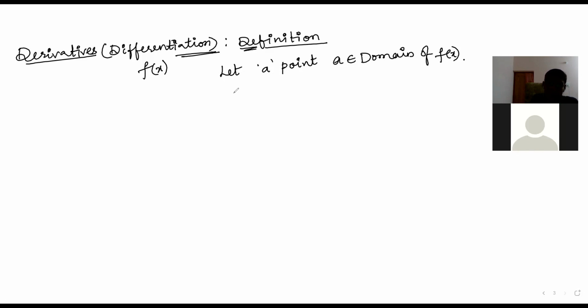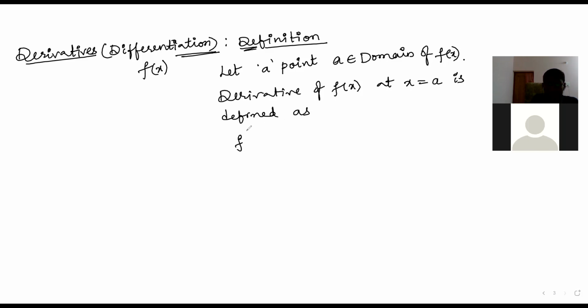So here the derivative of f of x at x equal to A is defined as f dash of A equal to limit h tends to 0, f of A plus h minus f of A by h. This is the definition. So that means what?